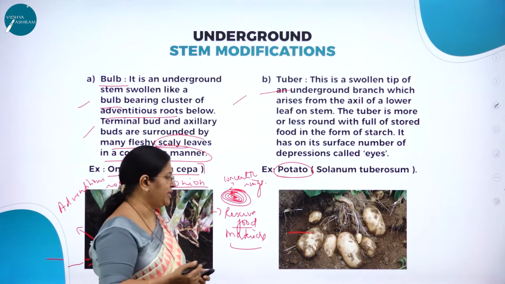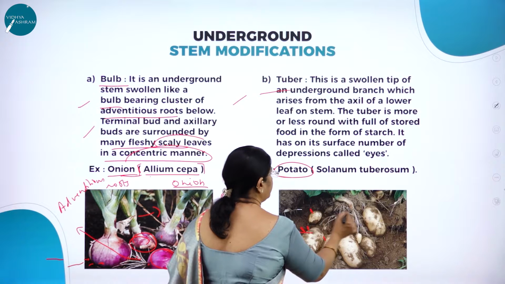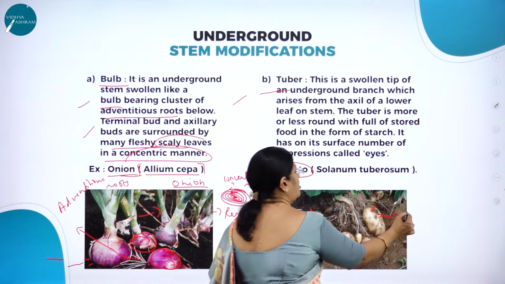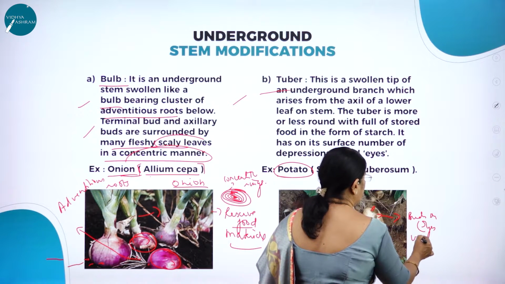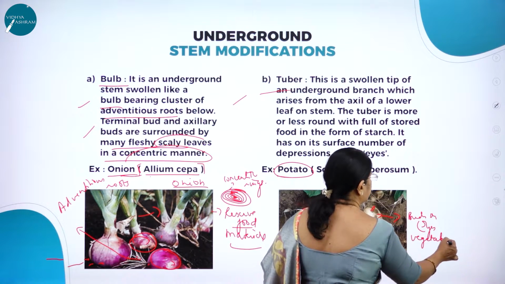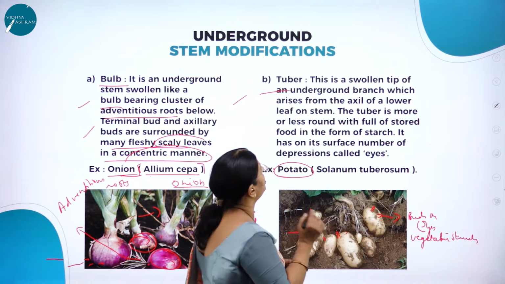And what is tuber? I think all of you might have come across the eyes. You can see the buds. These are called as what? Buds, or what we use the word eyes, which are also called vegetative structures. Vegetative structures.